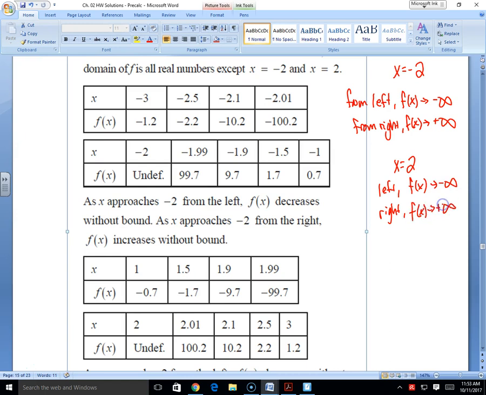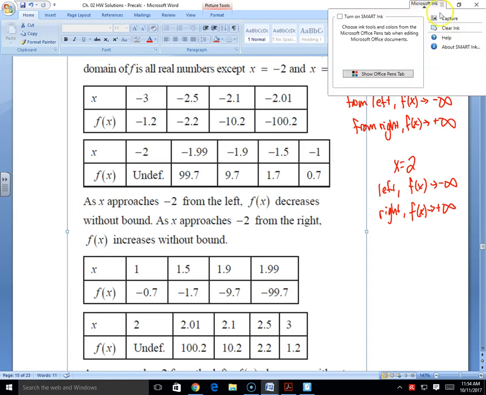But guys, did you have to use tables to do that? You could have just plugged in like -2.1 or -2.01. The sign would have been negative. And you could have just plugged in -1.9 or -1.99. The sign would have been positive, and that would have been enough to show. This question was on behavior near vertical asymptotes from section 2.6.